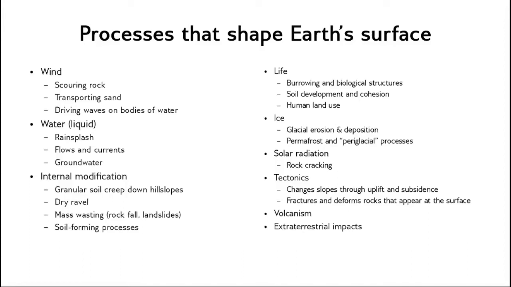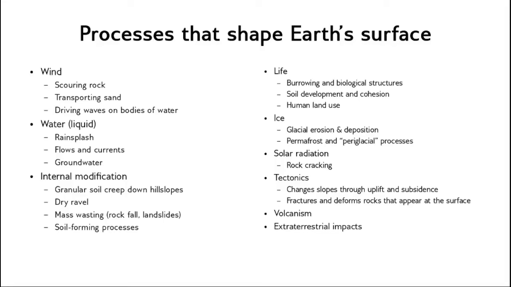Ice is also a major process, and we can think about glacial erosion and deposition in places like northern and central Europe, the northern tier of the United States, the southern cone of South America. These are all places that have been heavily glaciated in the past. Permafrost and periglacial processes are also an important thing. Periglacial just means processes that occur associated with permafrost. It's one of these fancy science words.